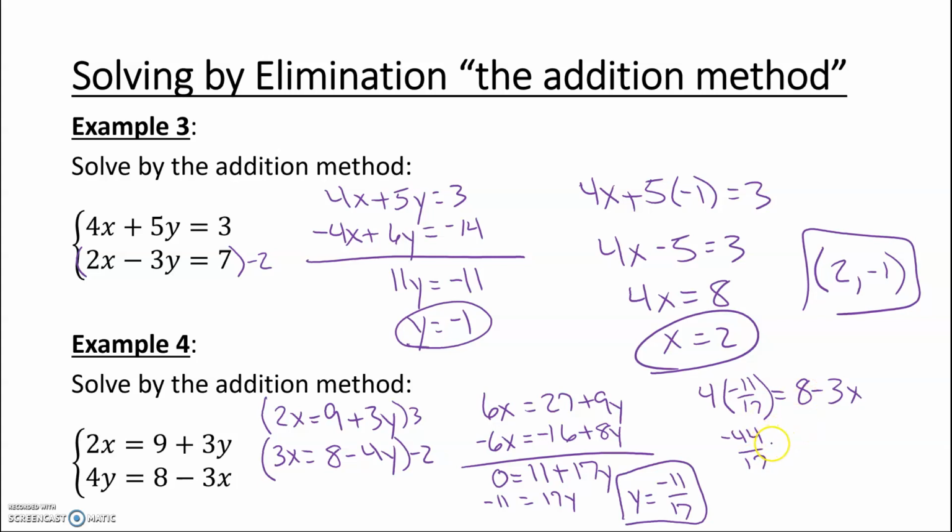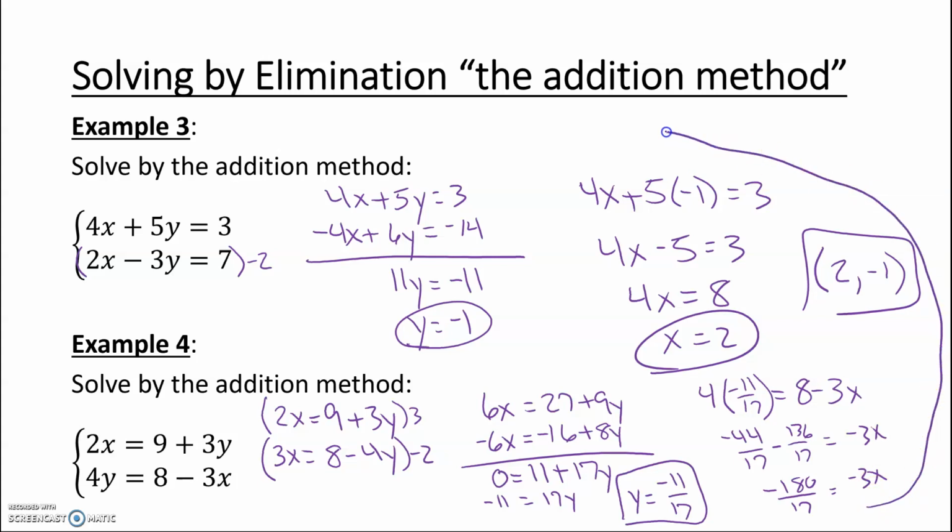We're going to subtract that 8, which I'm going to rewrite 8 as 136 over 17 to get that common denominator. Go ahead and subtract. You get -180 over 17 equals -3x. And when you divide by -3, I'm going to do it up at the top here, just so you see. Sorry, I ran out of room.